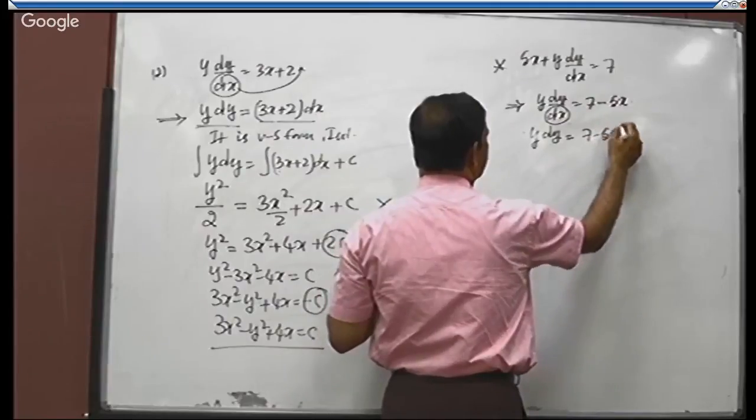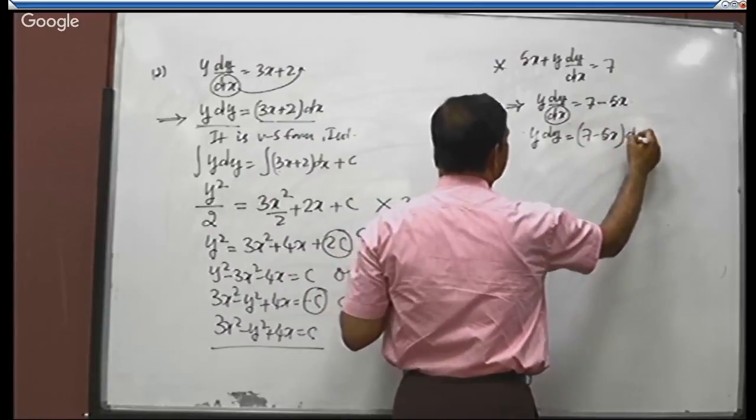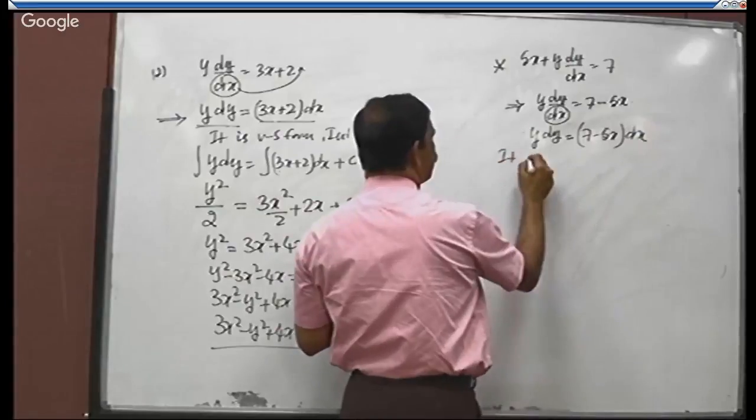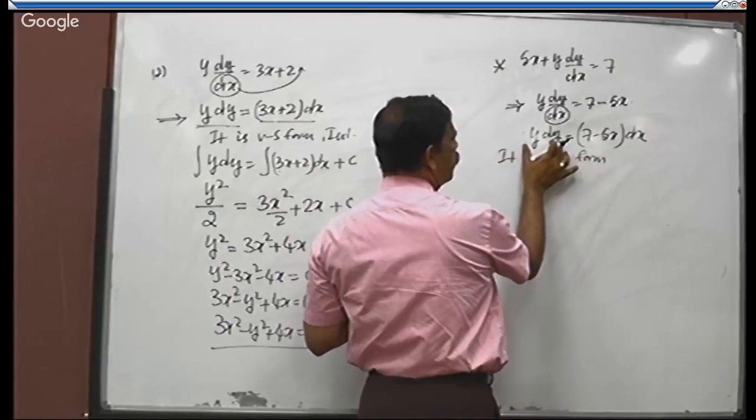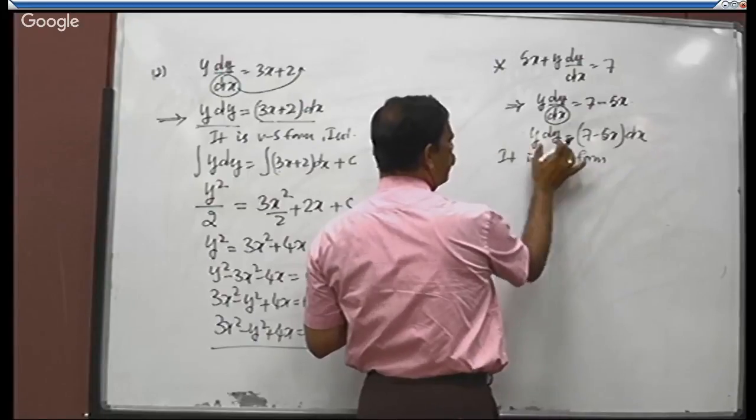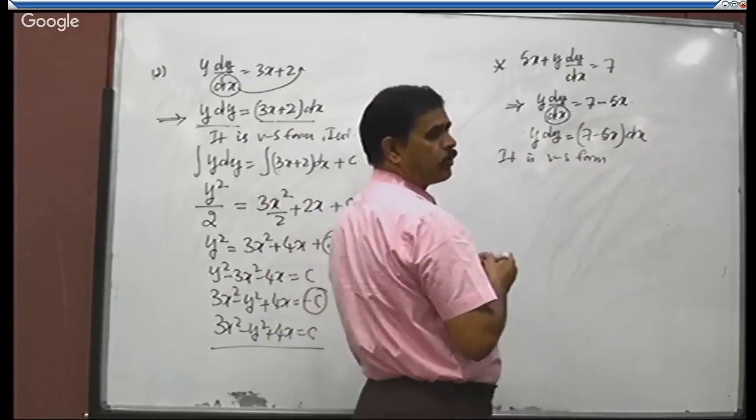So y dy is equal to 7 minus 5x into dx. It is variable separable form. See, is there any x term here? No. Therefore, it is separated. Y term is separated with dy.